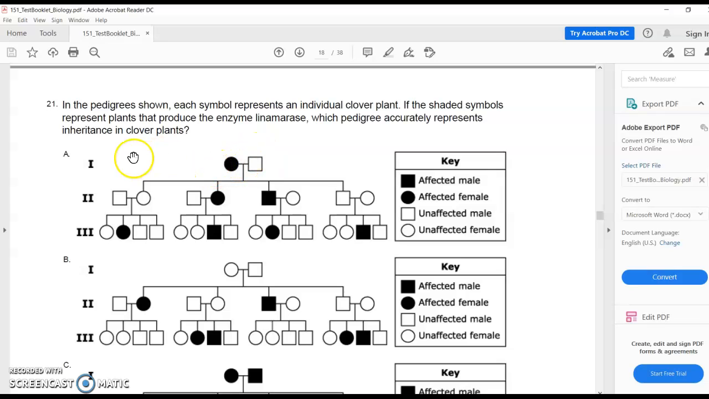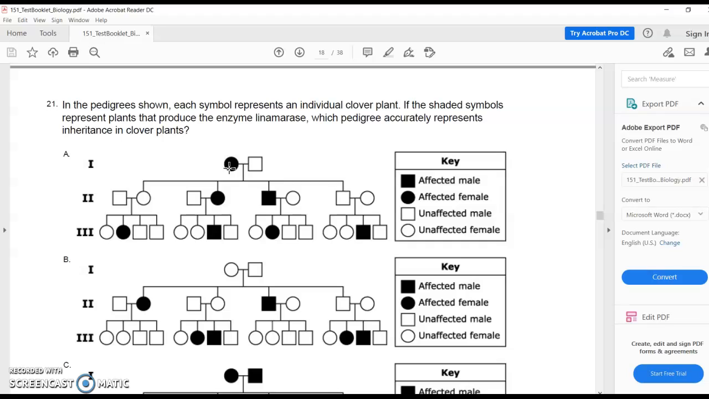And so you can see the Roman numerals over here. These are generations. You have generation 1, generation 2, and then generation 3. Males are squares and circles are females. A horizontal line means that they mated to reproduce, and what comes off of them is their offspring. So you're looking for a pedigree that correctly identifies the inheritance of the enzyme. And so we would want, if they're affected, that means they have at least a capital L as their genotype.